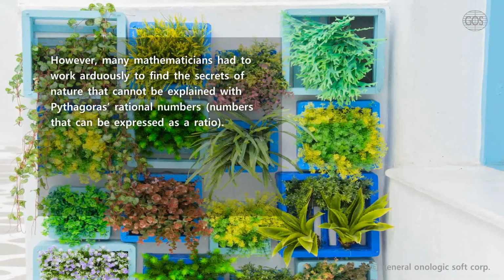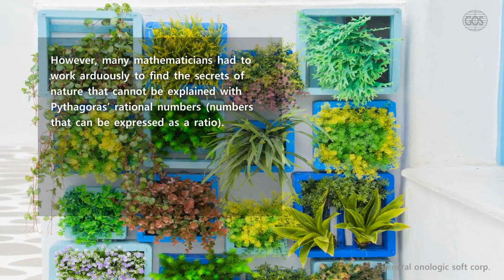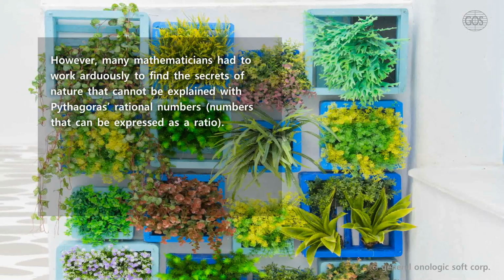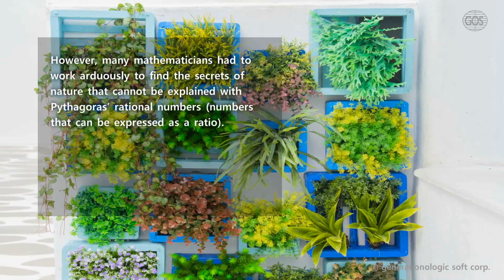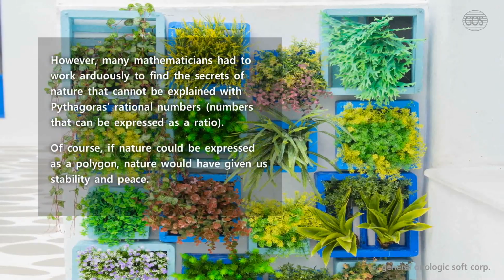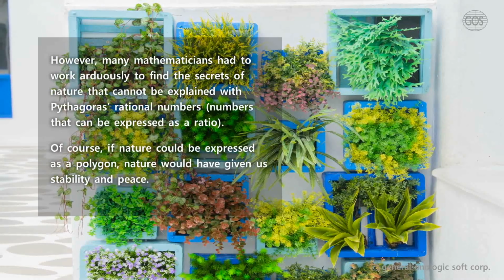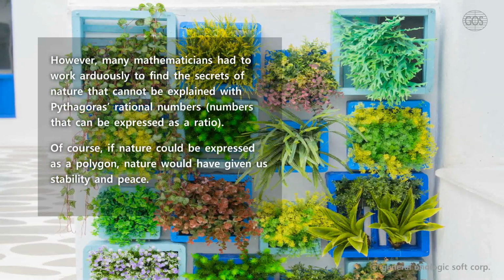However, many mathematicians had to work arduously to find the secrets of nature that cannot be explained with Pythagoras' rational numbers, numbers that can be expressed as a ratio. Of course, if nature could be expressed as a polygon, nature would have given us stability and peace.